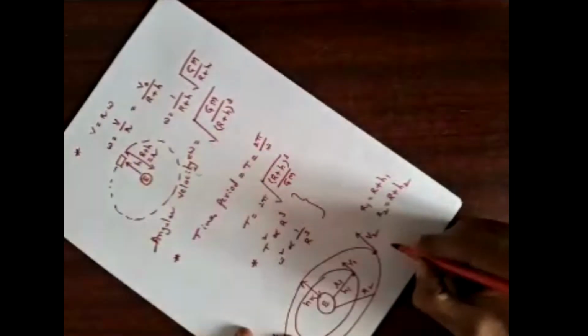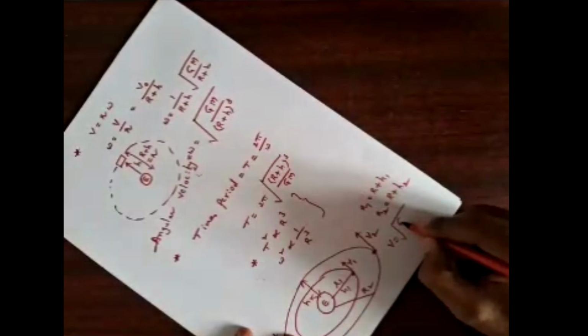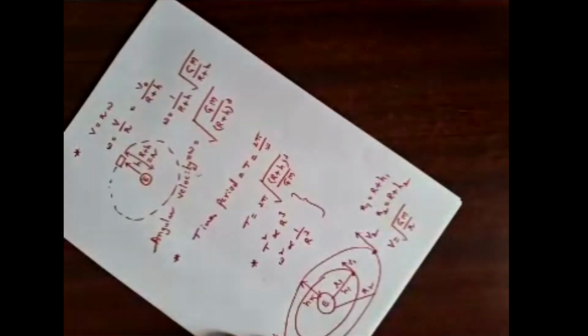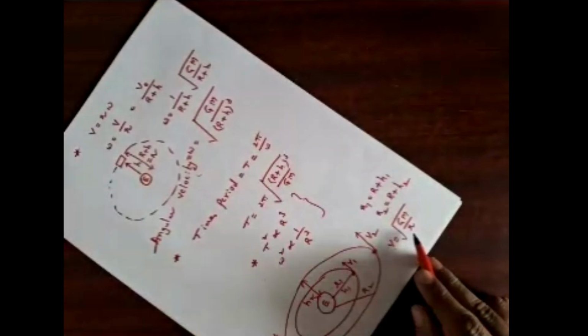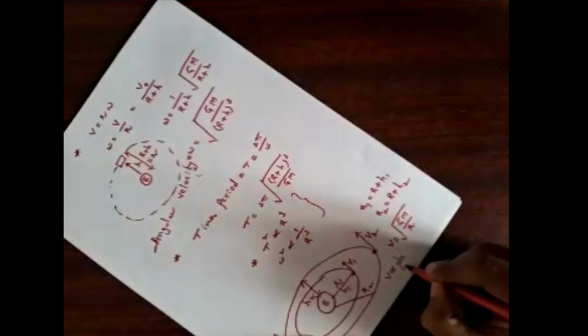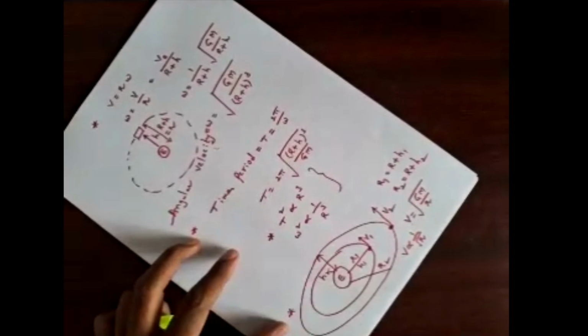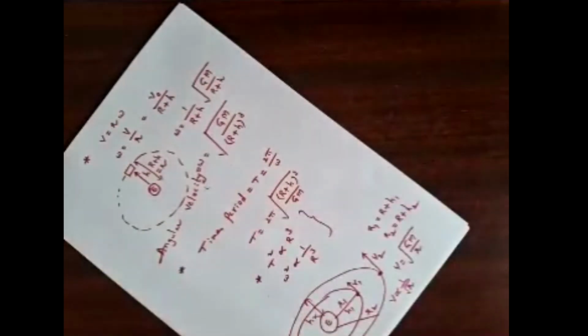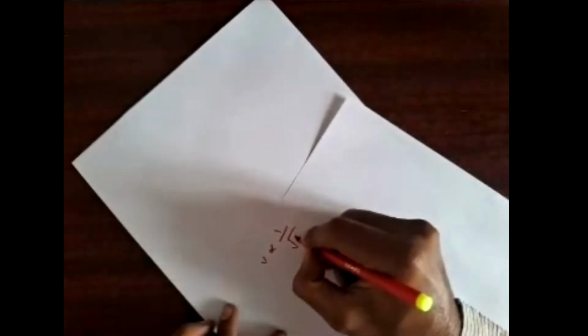Now, what's the formula? V is equal to root over Gm by R. What is the relation between the orbital velocity and the radius of the orbit? It is inverse. V is inversely proportional to root R, because R is in the denominator. So here itself I am writing the formula: V is inversely proportional to root R.